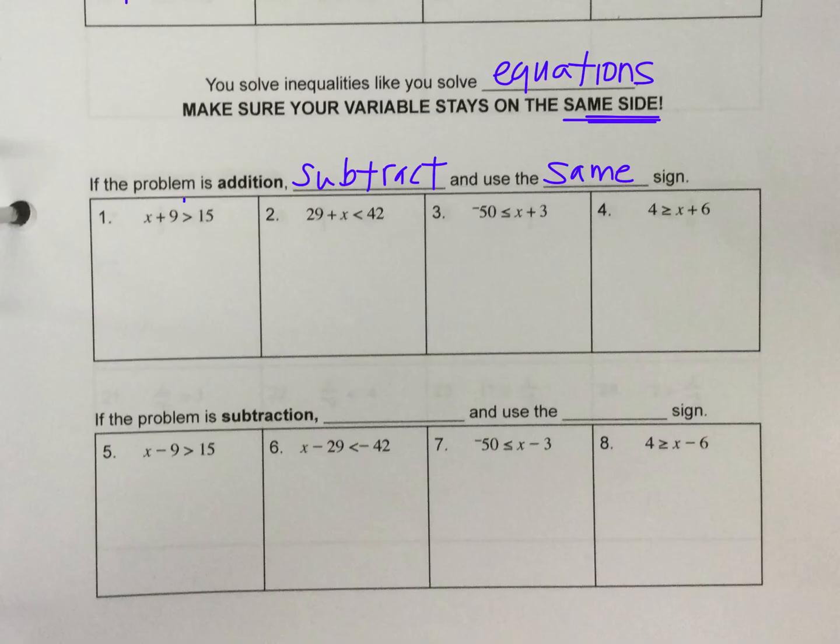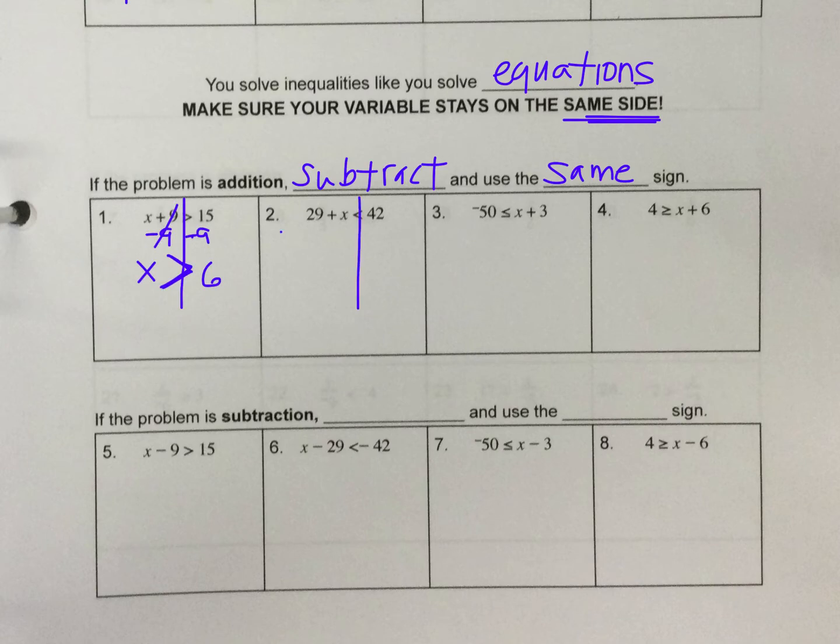So number 1, I see it has a plus 9. I'm going to subtract 9. So the 9's go away. I have an x. 15 minus 9 is 6. And I use the same exact sign. So up top, there's a greater than sign. So I just put a greater than sign back.